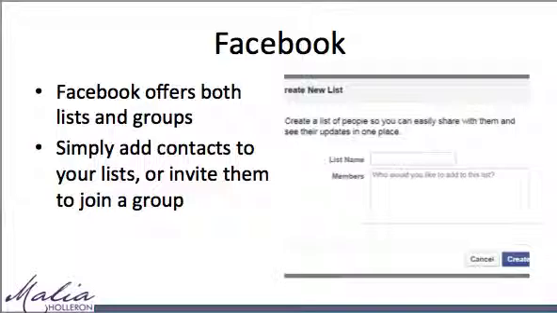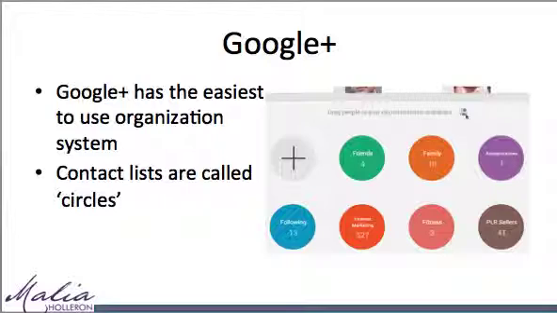Let's move on to Google Plus, which in all actuality, is the easiest system for organizing contacts. And that's one of the advantages that it has over the other social media sites. On Google Plus, your contact lists are called circles. And whenever you add a new contact, you actually have to place them in a circle.